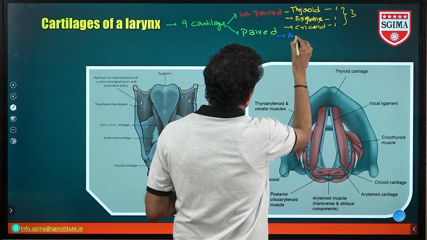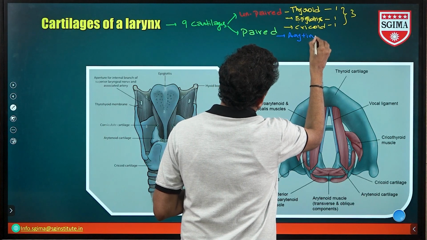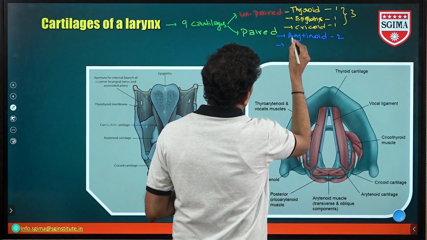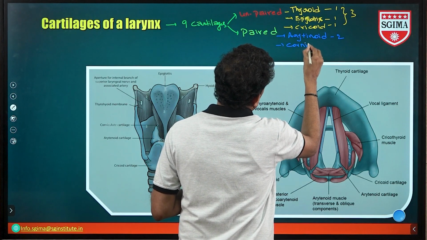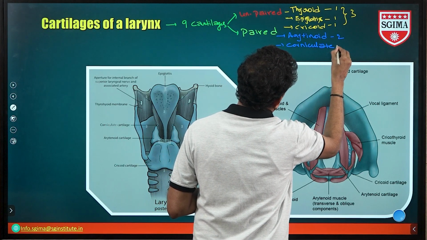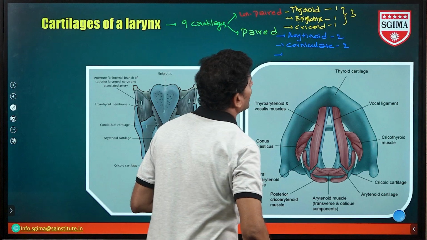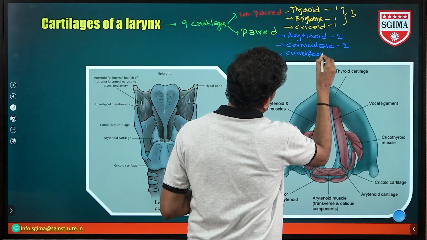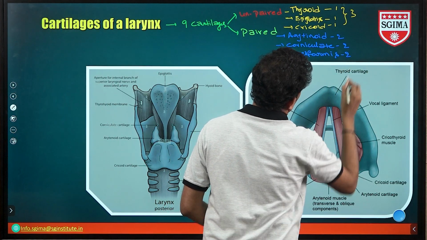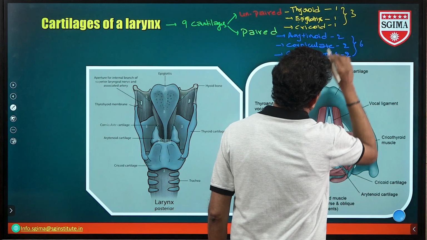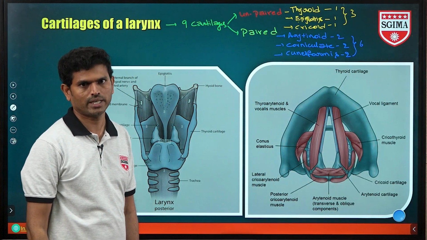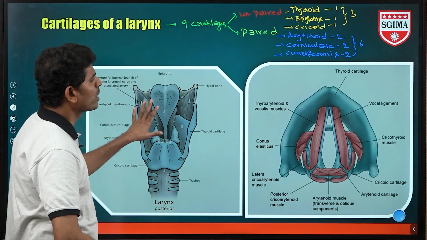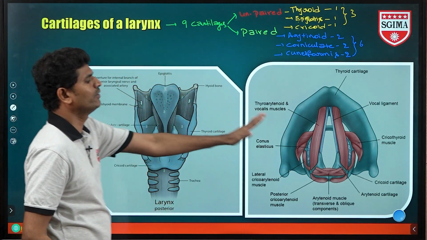Those are arytenoid, this is 2, 1 pair. And next one is corniculate cartilage, these are also 2. And another one is cuneiform, so this is also 2. Totally these are 6. So 6 plus 3 that is 9 cartilages. Okay, ये NCERT में mention नहीं किया, little bit related to NCERT only. This box हम cut करने तो ऐसा दिखते in different views.